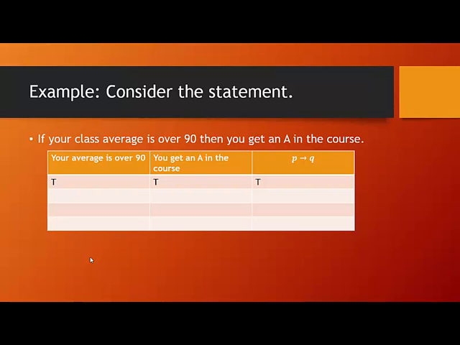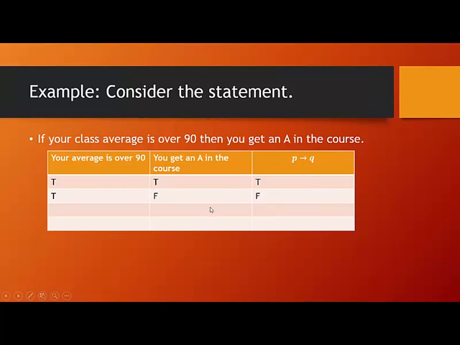If your class average is over 90, then you get an A in the course. All right, so we're going to go case by case through and see what that looks like. So let's say, yay, it's the end of the semester and you have over a 90 for your average. You're going to get an A, and everybody's happy with that. True implies true is true. But let's check out this. What if your average is over 90 and I don't give you an A?